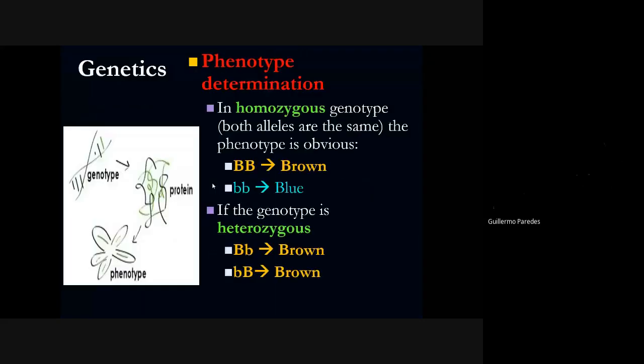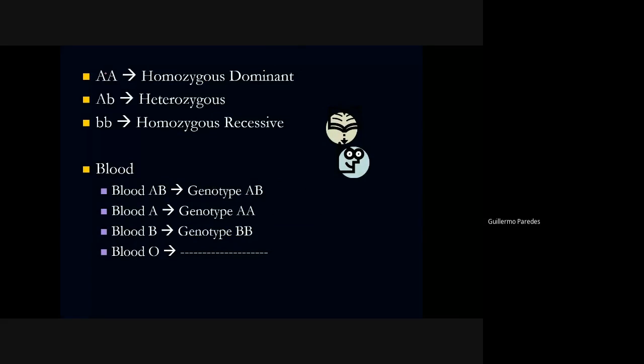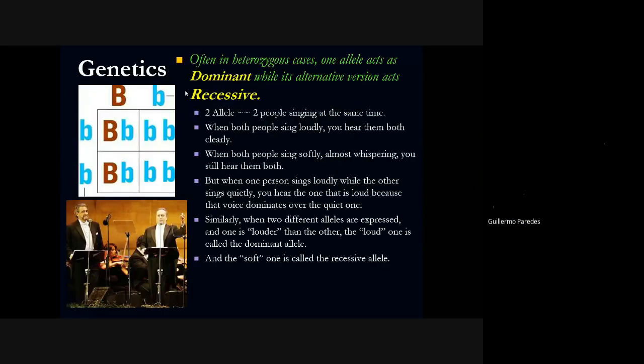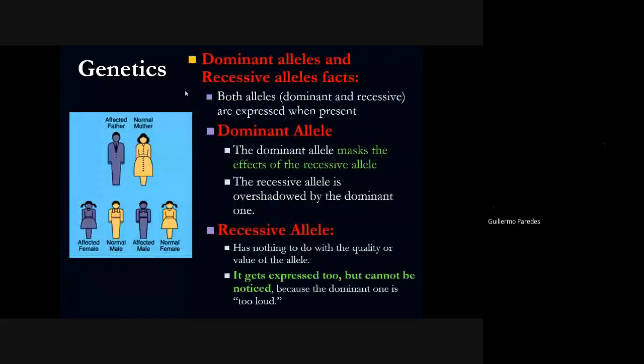Okay, so this is already written there. For example, capital letters are homozygous dominant, lowercase letters are homozygous recessive. What is different here are going to be heterozygous, period, nothing else. You okay with that? Yes. Blood, we are going to talk about next class. All right, so you can read that.